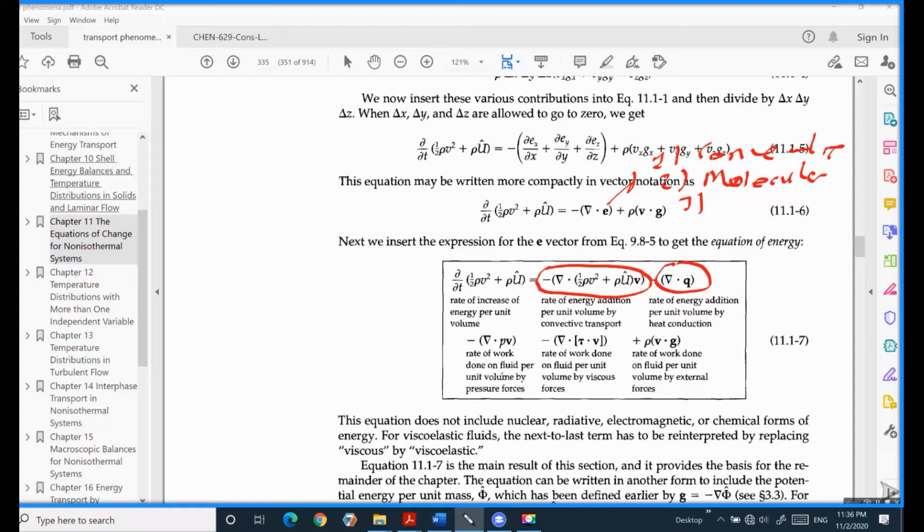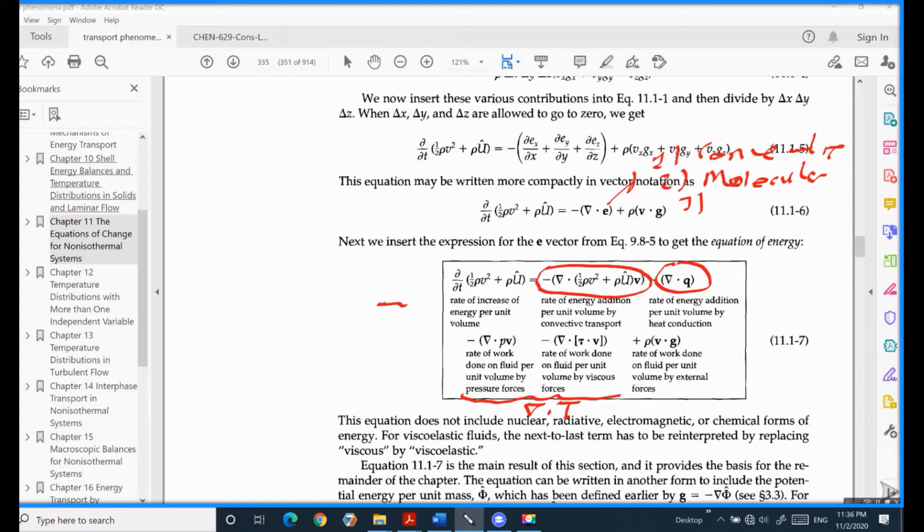This third one is going to be the total stress, big T, but we can write it by two terms. This is the summation of these two terms. The first one is going to be the rate of work done on the fluid per unit volume by pressure forces on the fluid. Second one, viscous forces. And finally, we have here the external forces, rate of work done on the fluid by external forces, and so on.